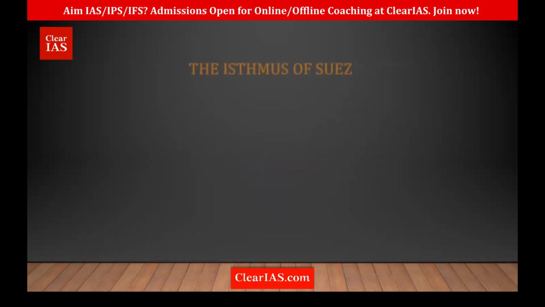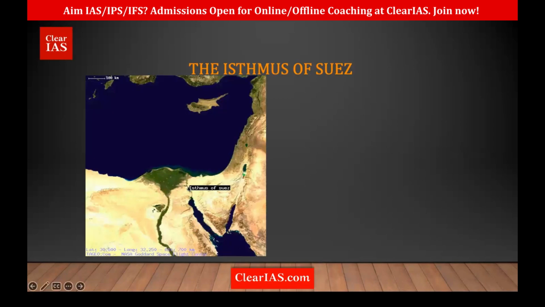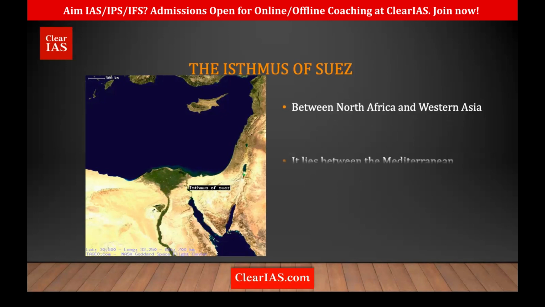The next one, the most important one, is the Isthmus of Suez. We would all have heard about the Suez Canal, but very few of you would have heard about the Isthmus of Suez. But there actually is an Isthmus of Suez. You can see this small thin part, the thinnest part. That is the Isthmus of Suez. It is between North Africa and West Asia and connects them.